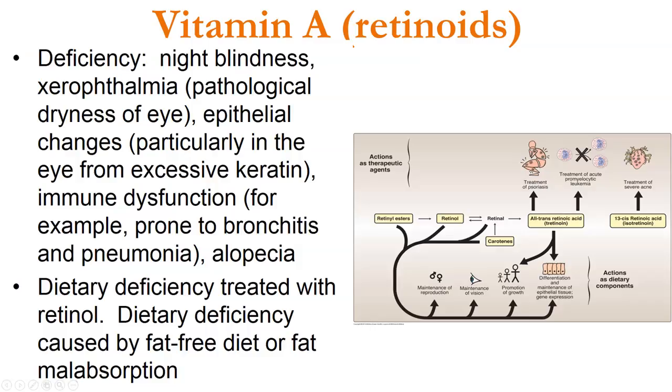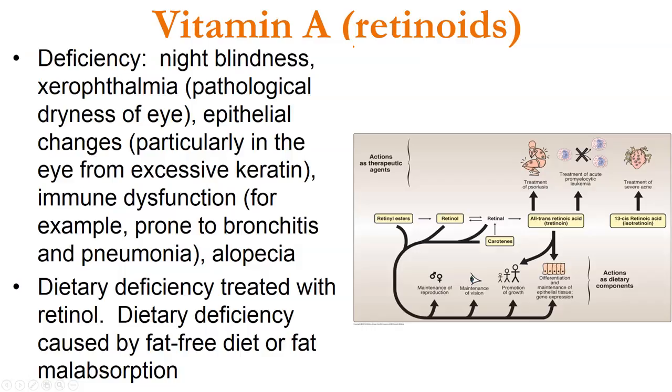So a dietary deficiency you can actually treat with retinol. You can certainly use beta-carotene. It's not as efficient, so you'll actually treat with retinol. But where do you see a vitamin A deficiency? Well, if you don't eat foods that contain vitamin A, but particularly you can see a vitamin A deficiency if you have a diet that's fat-free, because if you don't have those fats to help absorb and transport that vitamin A, ultimately that can cause a deficiency in any of the fat-soluble vitamins, or fat malabsorption.